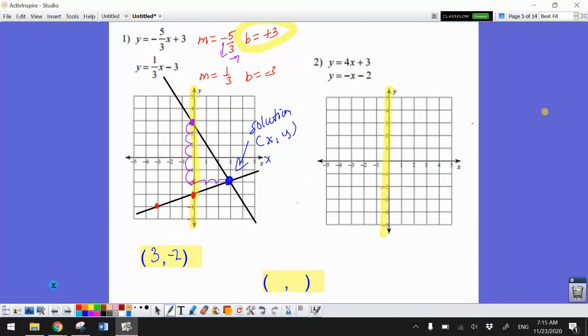Okay, let's try another one. y equals 4x plus 3. So my slope, remember, that's 4 over 1, and the b is plus 3. So I'm up at 3. And notice how I cannot go up 4 because I'm out of graph.